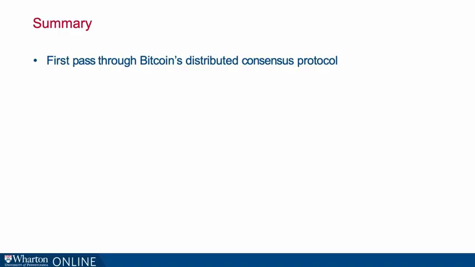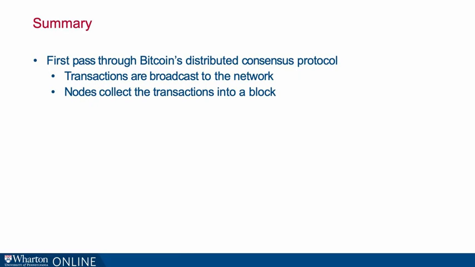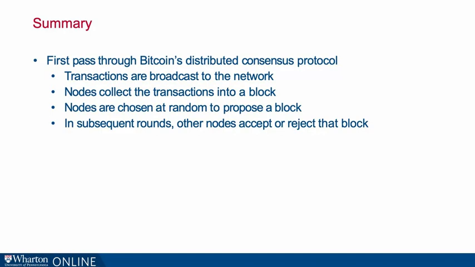So to summarize, in this lecture, I took a first pass through Bitcoin's distributed consensus protocol. Transactions are broadcast to the network. Nodes collect the transactions into a block. Nodes are chosen at random to propose a block. Recall, this is a thought experiment. And in subsequent rounds, other nodes accept or reject that block, potentially by accepting other blocks.